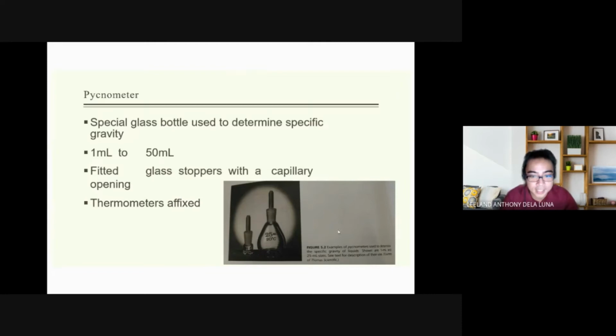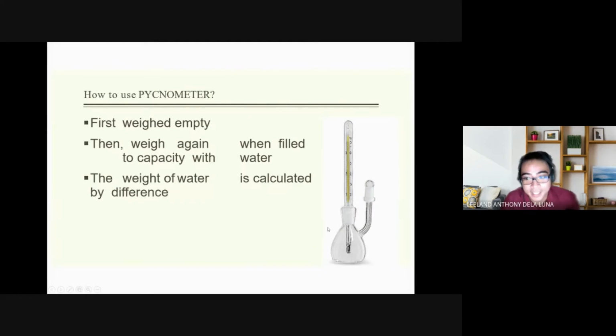This is how it looks, class. It looks like this bottle. Fitted with a glass stopper with a capillary opening, and a thermometer is often affixed to it. So it looks something like this. You have a capillary here just for air bubbles, for air to enter. Or if you don't want your liquid to volatilize, you need to cover this capillary tube. It can volatilize. So, for example, class, this is 50 ml.